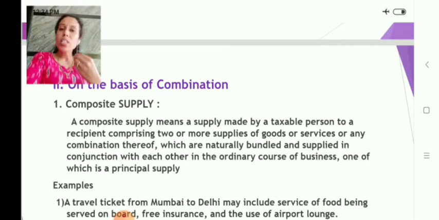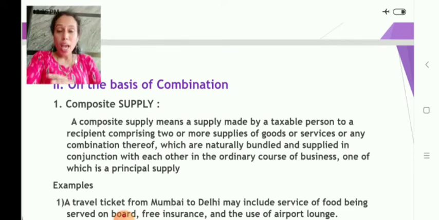Okay, what is composite supply? Here, a supply made by a taxable person to a recipient comprising two or more supplies of goods and services within the same package, which are naturally bundled, attached to each other, and supplied for a single price, and out of that one will be the principal supply.